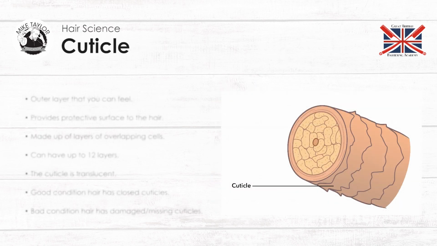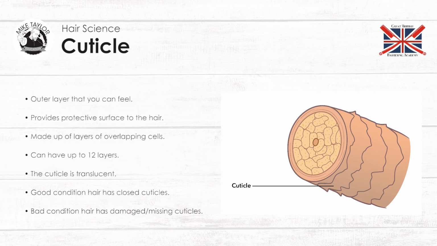The cuticle is the outer layer of hair that we can feel. It provides a protective surface to the hair. It's made up of layers of overlapping cells similar to roof tiles or fish scales. You can have up to 12 layers of cuticles, and the cuticle is translucent. Good conditioned hair would have closed cuticles. This is the ideal situation. However, bad conditioned hair would have damaged or potentially missing cuticles.